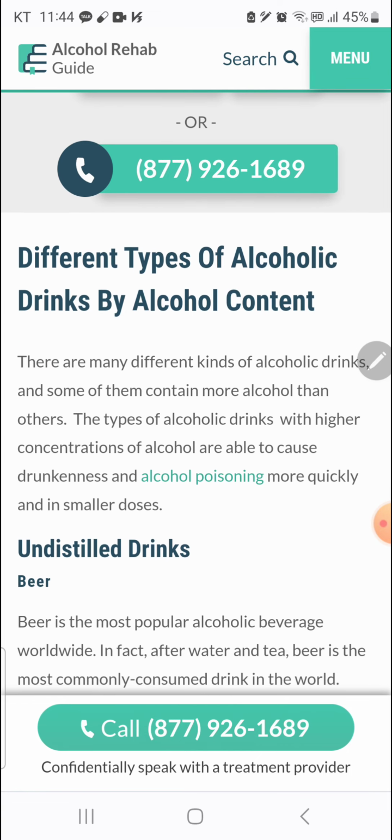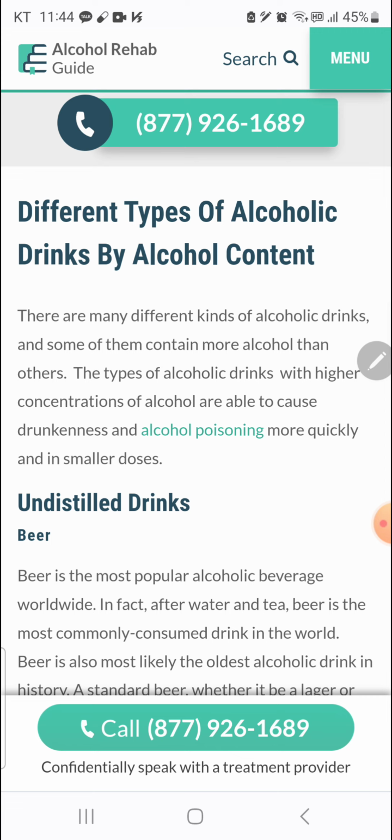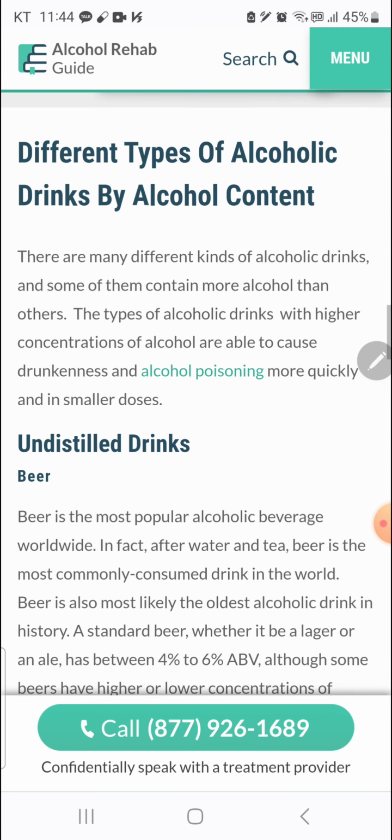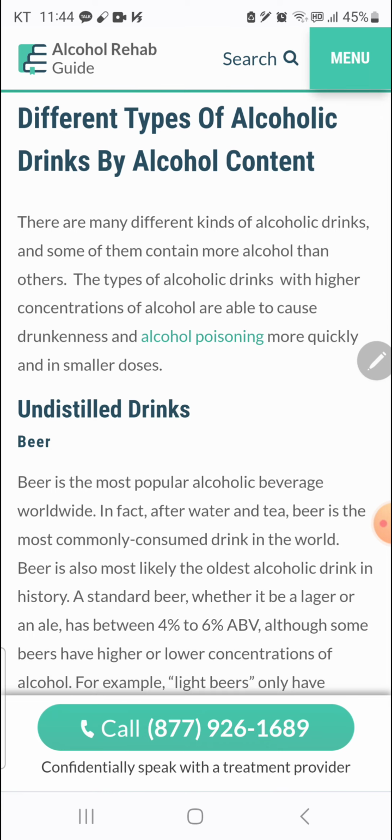Different types of alcoholic drinks by alcohol content. There are many different kinds of alcoholic drinks, and some of them contain more alcohol than others. The types of alcoholic drinks with higher concentrations of alcohol are able to cause drunkenness and alcohol poisoning more quickly and in smaller doses.